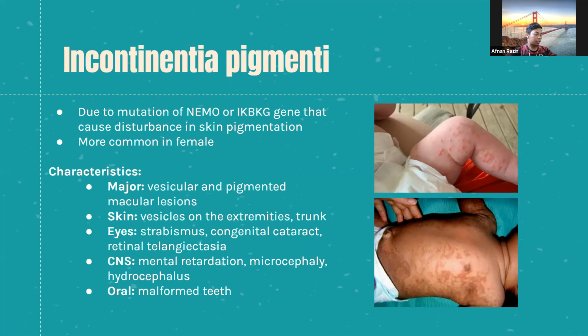And for the eye manifestations, there will be strabismus. Strabismus is juling in Malay, and then congenital cataract, and then there is also retinal telangiectasia that is caused by blood vessels in the macula of the eye growing abnormally. And for CNS manifestations, there will be mental retardation, microcephaly and hydrocephalus. For oral manifestations, the child will present with malformed teeth.